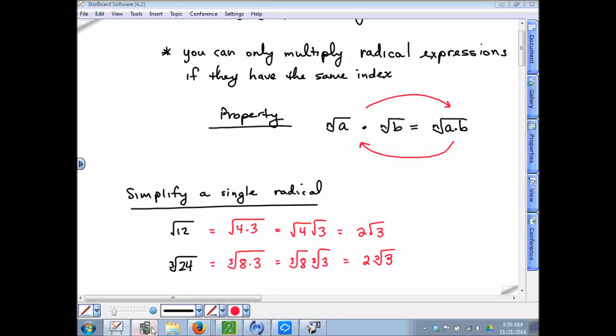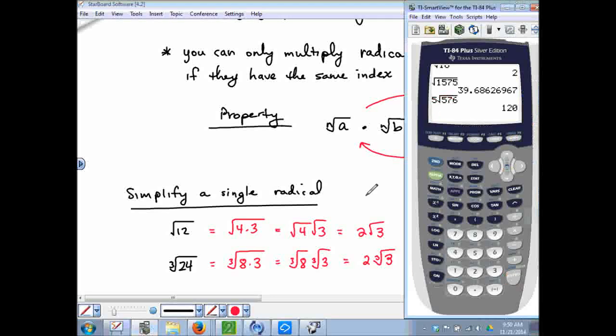Anyway, your calculator for the most part isn't much help on these. If you type in like the square root of 12, it's not going to simplify it for you. It just tells you what the decimal is. But if you want to figure out if your answer is right, you could type in your answer, 2 times the square root of 3, and what should you get?